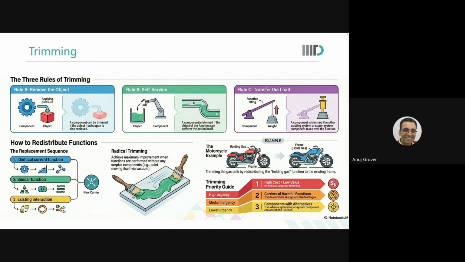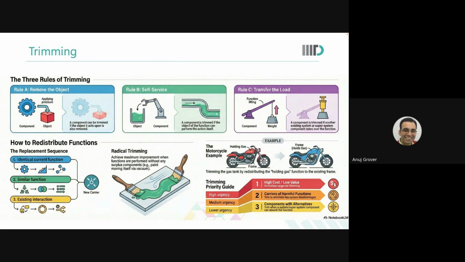So in the trimming priority guide, we say that a function that is high cost but low value means overall functionality is lower. And we had done the entire ranking in our function analysis to identify such components. So those are the components that we remove first. Then we look at components which are carriers of harmful functions, that we remove next. And then we also remove those components for which we can have alternatives in the same system, and those alternatives can do that job.